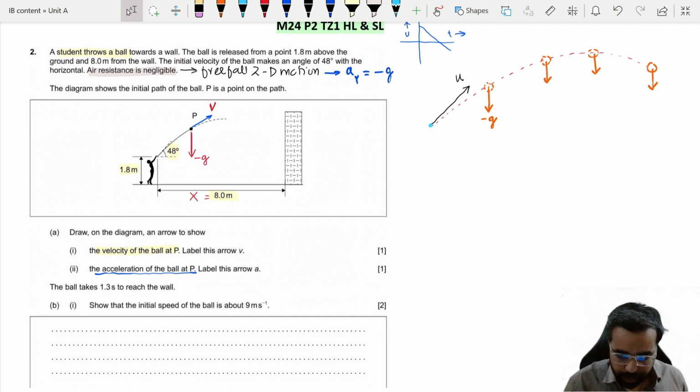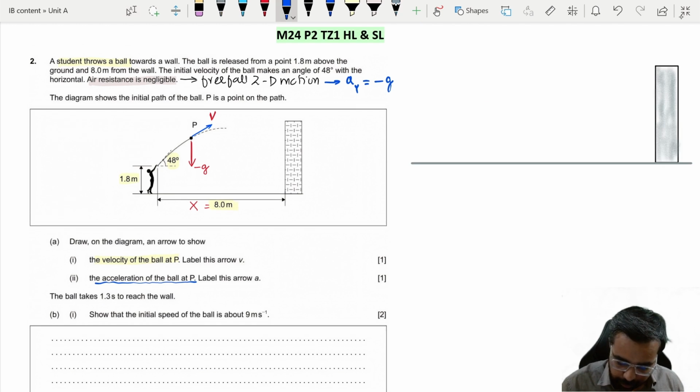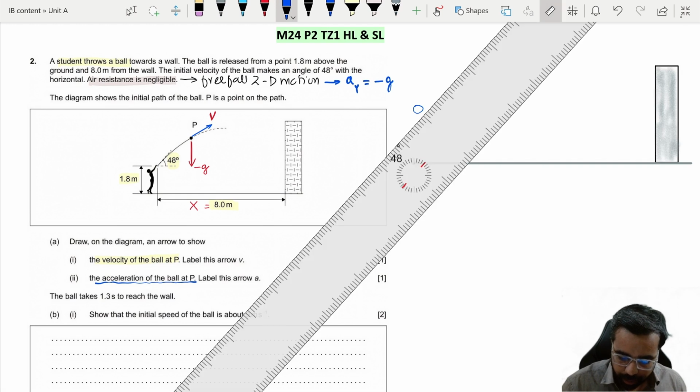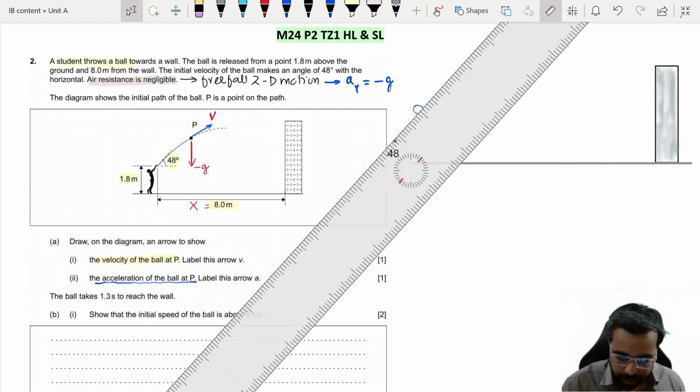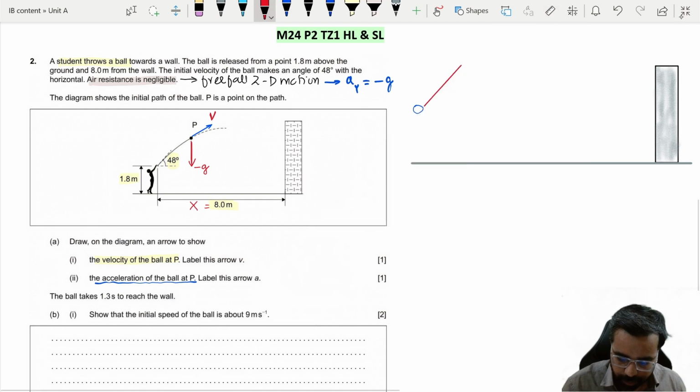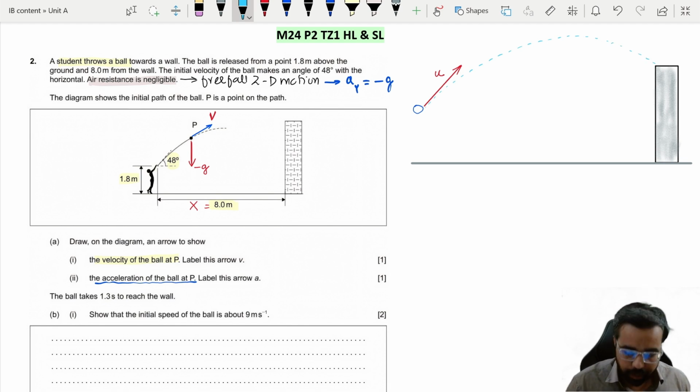Now the next question, this ball takes 1.3 seconds to reach the wall. It means that as the ball is going towards the wall, for example, if the ball is thrown from this point according to the diagram and at an angle of 48 degrees, so this is an instantaneous initial velocity, we can say it is u. And what is its trajectory? I had already shown you, like this is a trajectory. Okay, now according to the question, the ball takes 1.3 second to reach the wall.